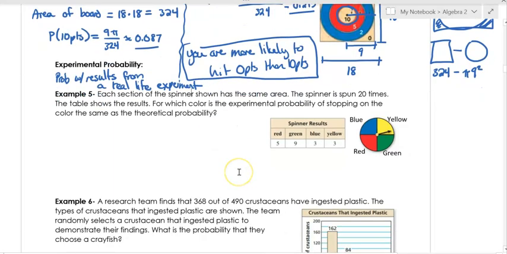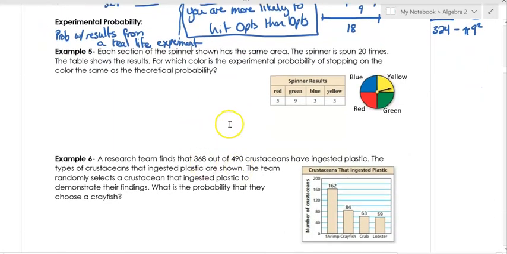Okay, so this one is saying, hey, someone actually did this. Each section of the spinner has the same area. So this is the spinner, and then the chart shows you what actually happened when the spinner was spun 20 times. They kept track of the results. So for which color is the experimental probability of stopping on the color the same as the theoretical probability?